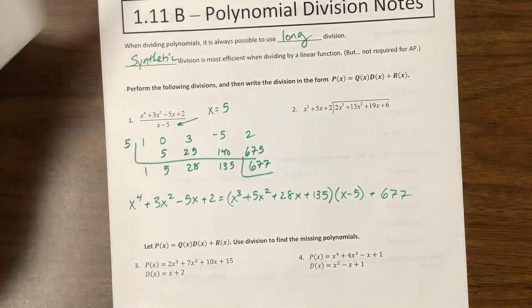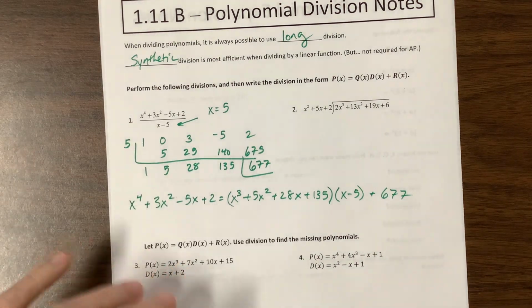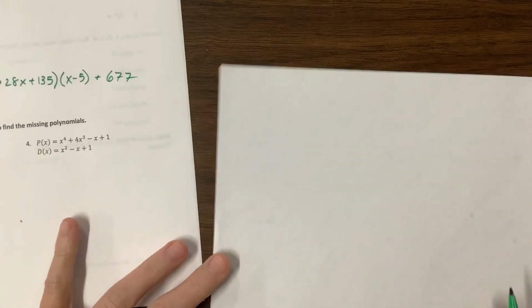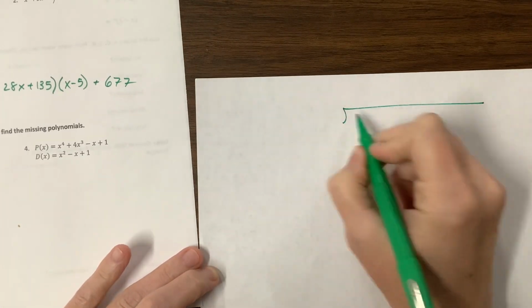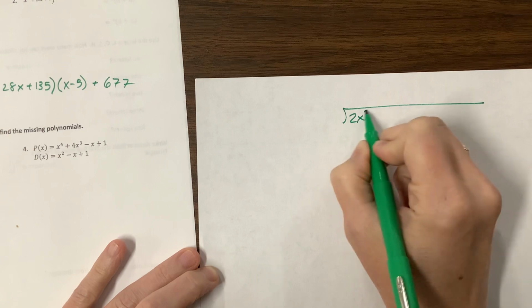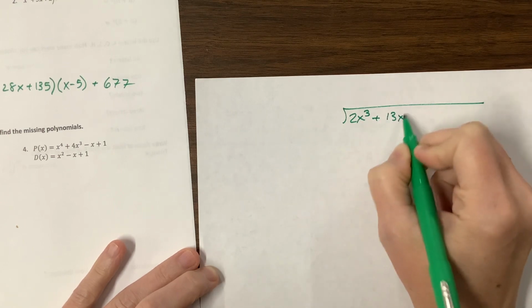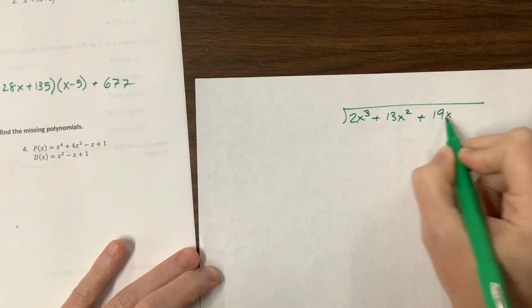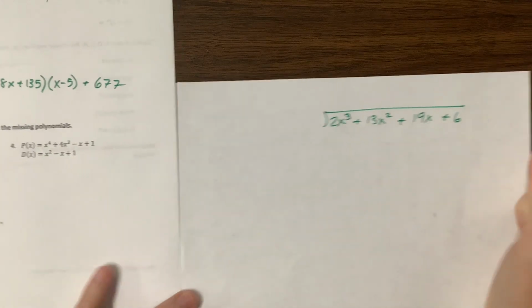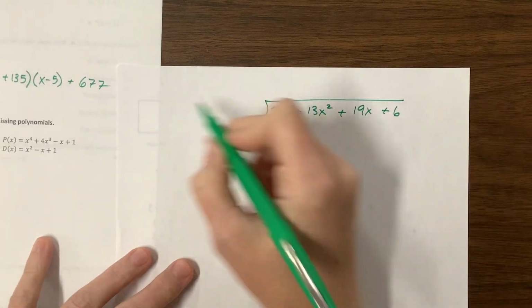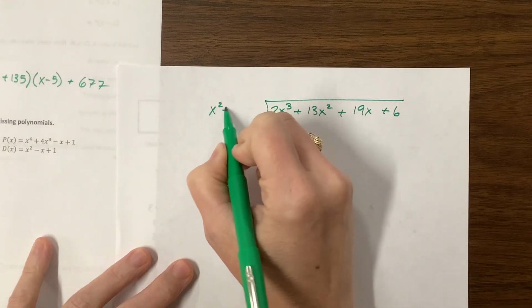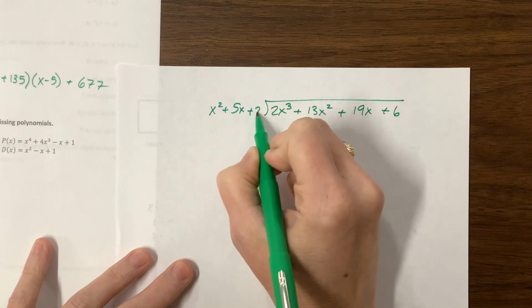I will write too big to use that space for the next one, so let me jump over here. They had said 2x cubed plus 13x squared plus 19x plus 6 is being divided by x squared plus 5x plus 2.